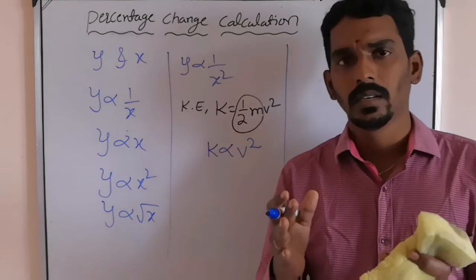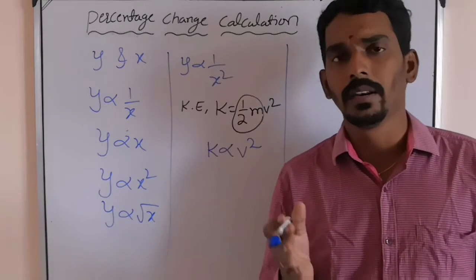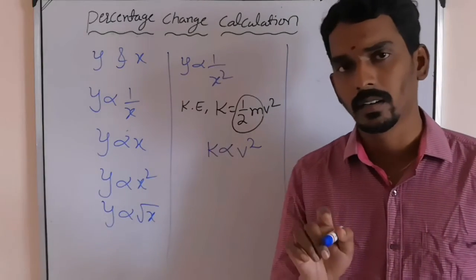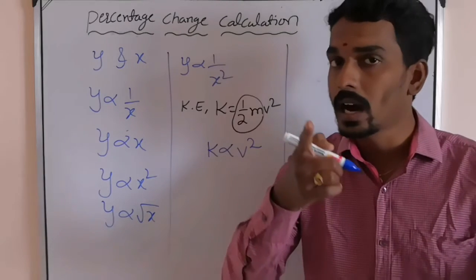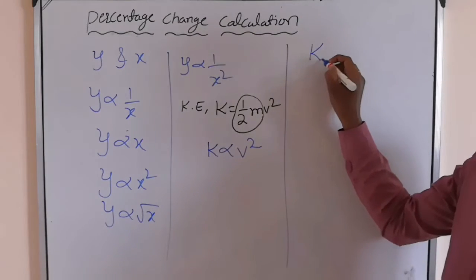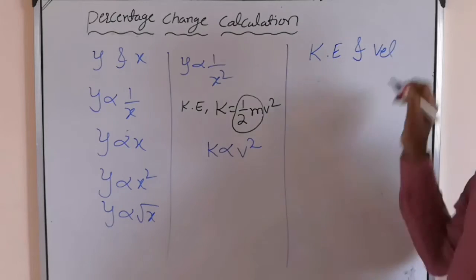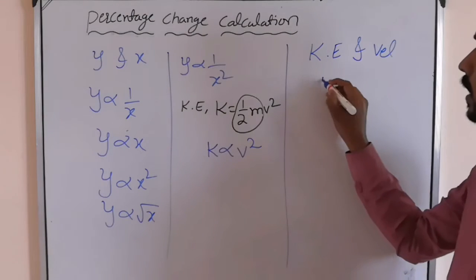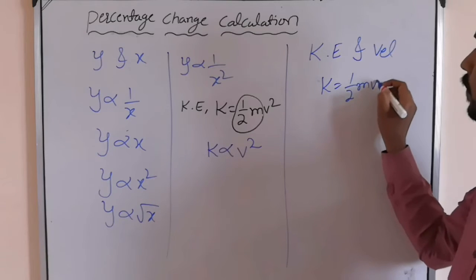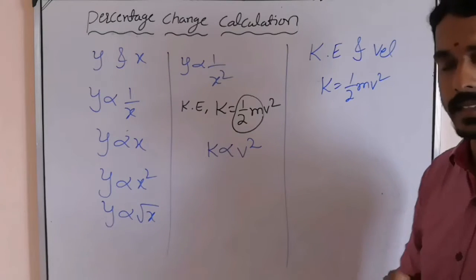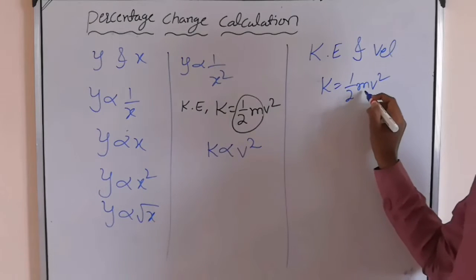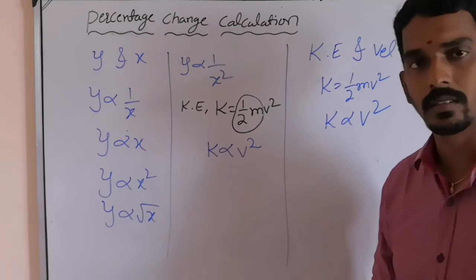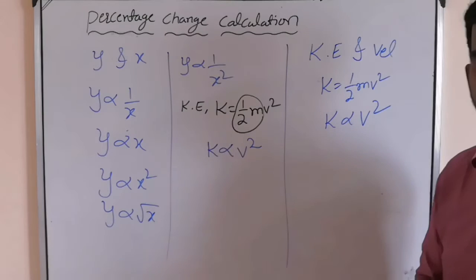The kinetic energy percentage change you need to calculate when velocity got increased by 200%. Then you should understand that they are relating kinetic energy and velocity. Then you need to search for the formula related to these two, that is K equal to half mv square. And then you will understand that the remaining quantities which are constant you can remove and make the proportionality relation. So this is the first step.